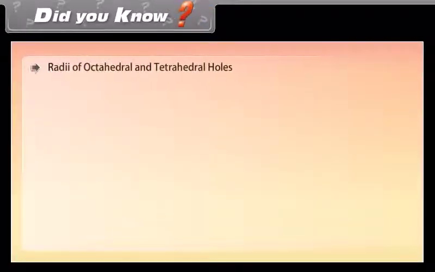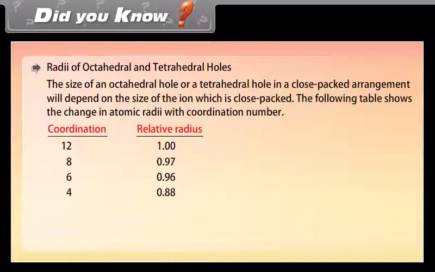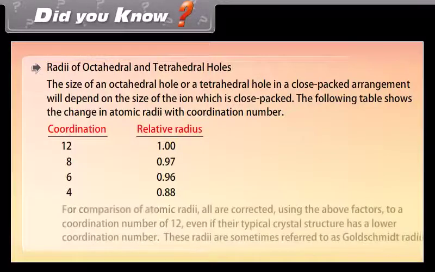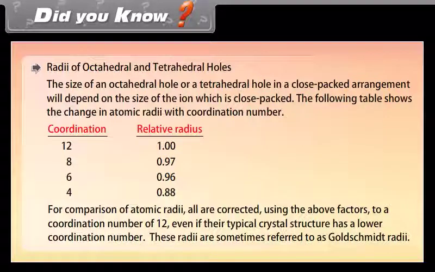Did you know radii of octahedral and tetrahedral holes? The size of an octahedral hole or a tetrahedral hole in a close-packed arrangement will depend on the size of the ion which is close-packed. The following table shows the change in atomic radii with coordination number. For comparison of atomic radii, all are corrected using the above factors to a coordination number of 12 even if their typical crystal structure has a lower coordination number. These radii are sometimes referred to as Goldschmidt radii.